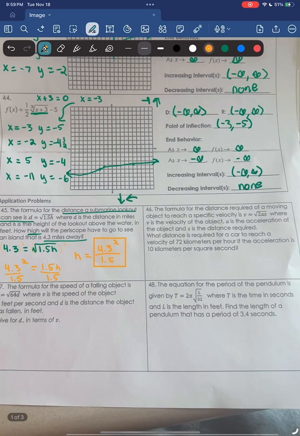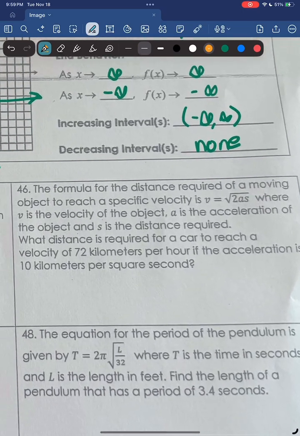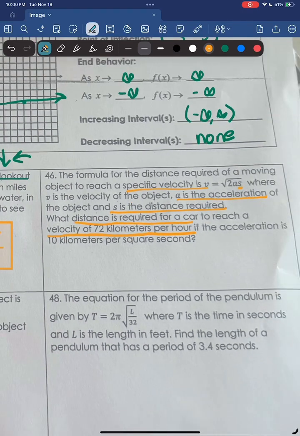The formula for the distance required of a moving object to reach a specific velocity is v, where v is the velocity of an object, a is the acceleration of the object, and s is the distance required. What distance is required for a car to reach? Okay, so we're solving for distance, which is our s value, right? That's what we're looking for. So we're given that velocity is 72 kilometers per hour, and acceleration is 10 kilometers per square second.